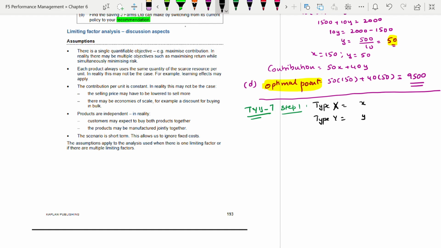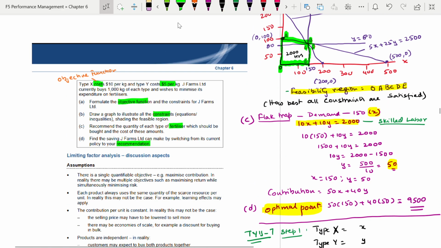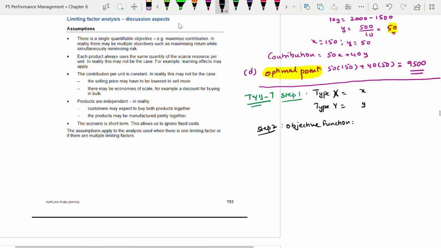What is step 2? Step 2 is the objective function. They have mentioned the objective function. What I have written here is 10x plus 5y. Usually they will say that the objective function is going to be identified as Z, and they say that it is 10x plus 5y.